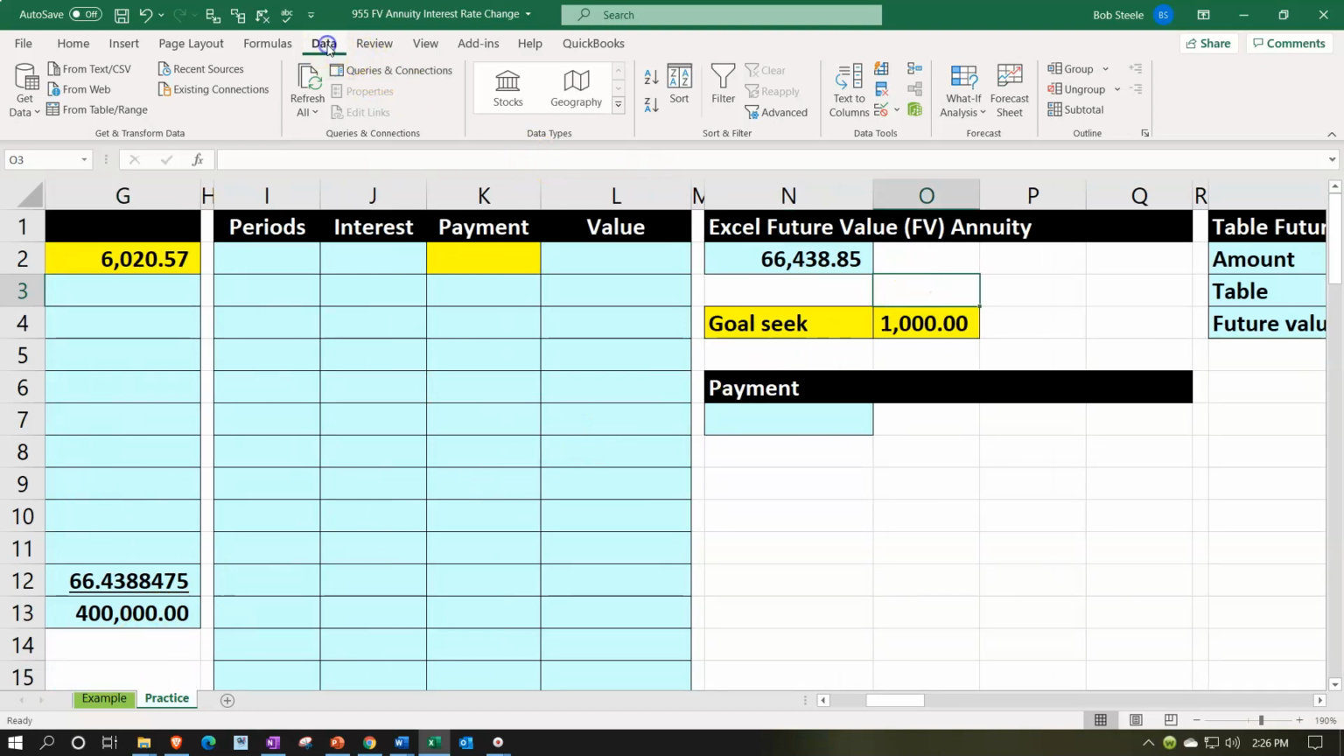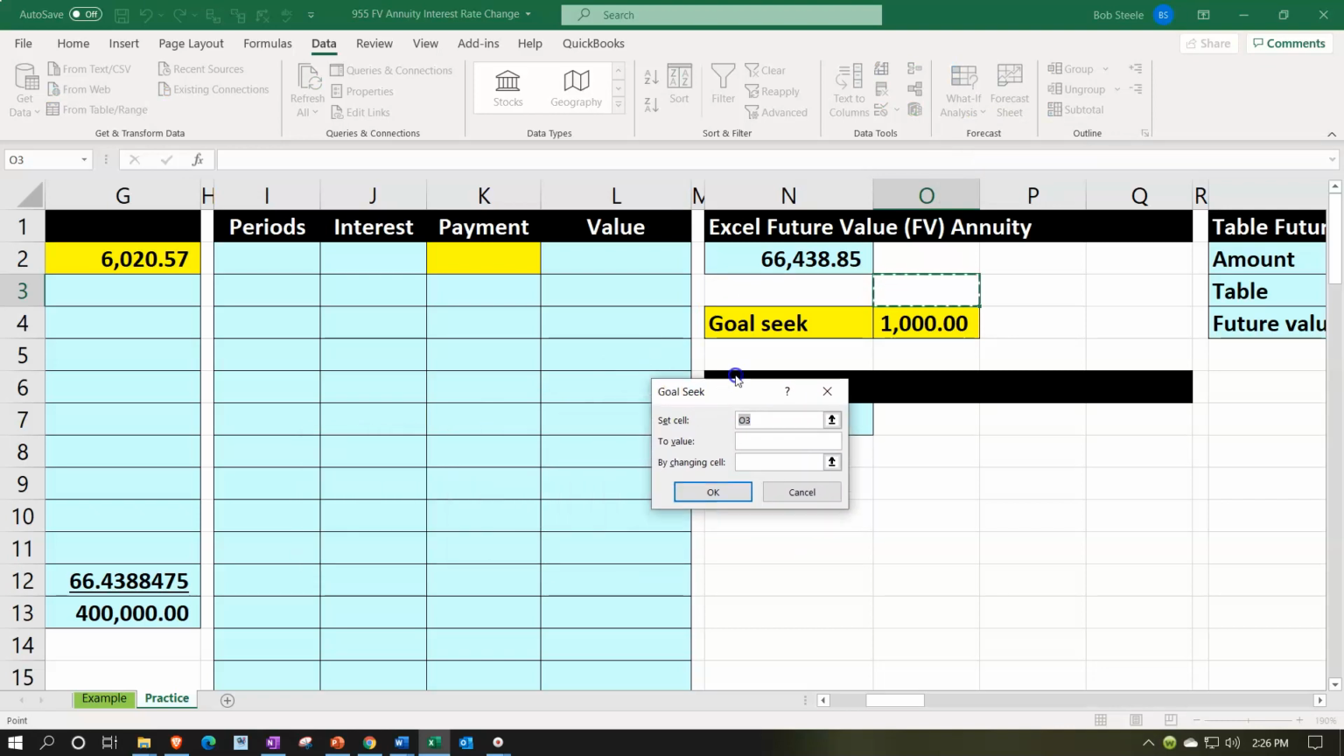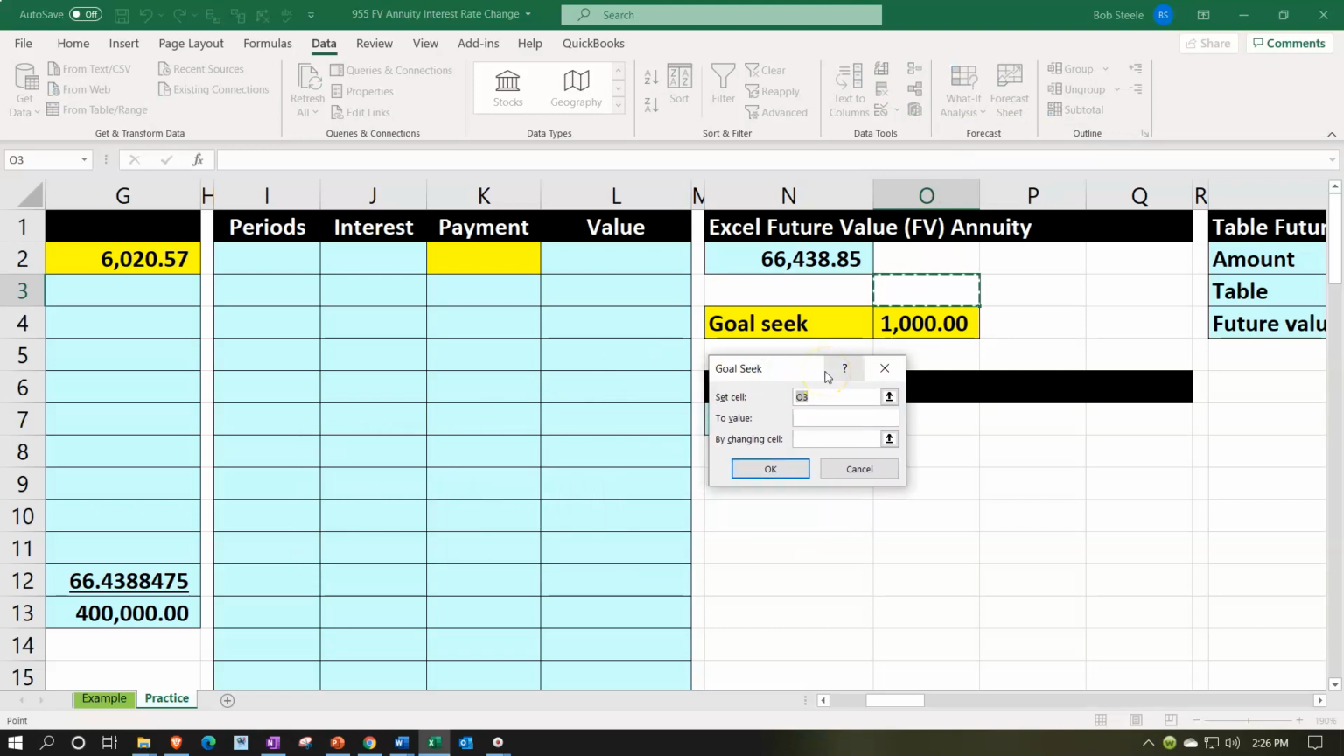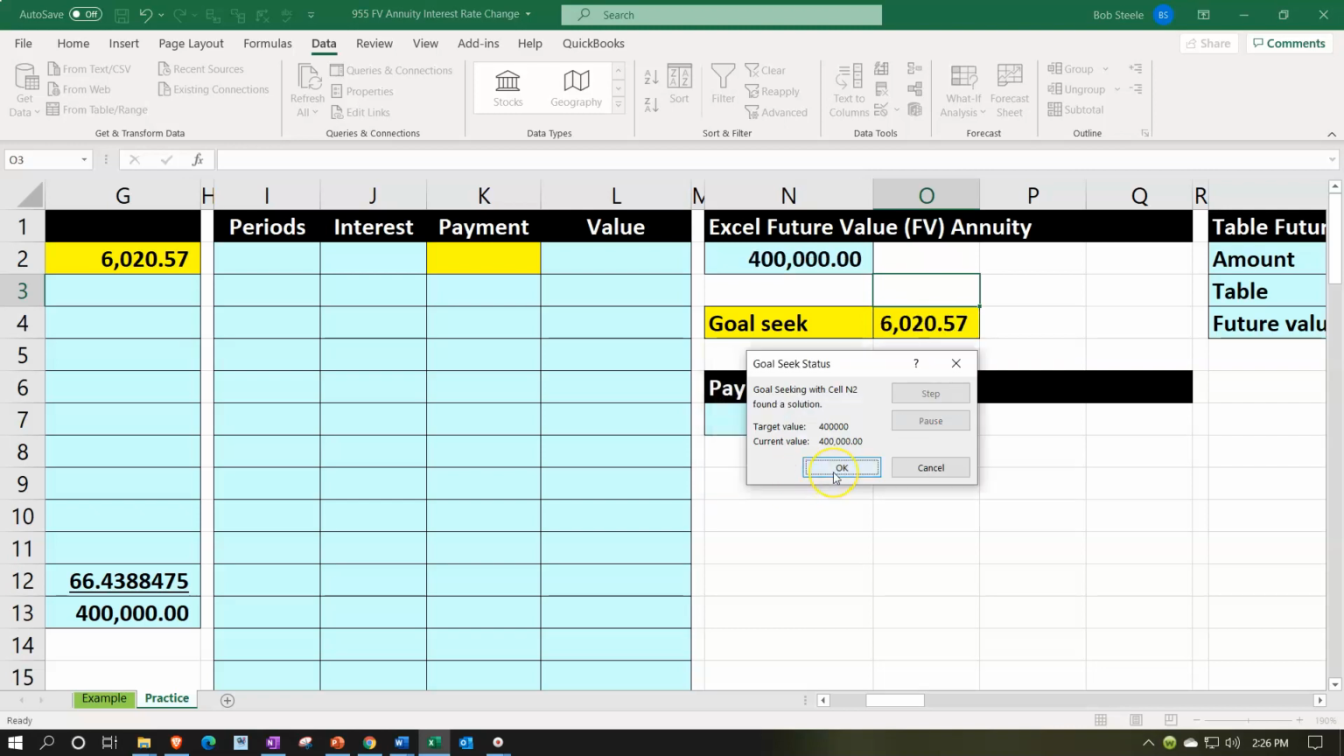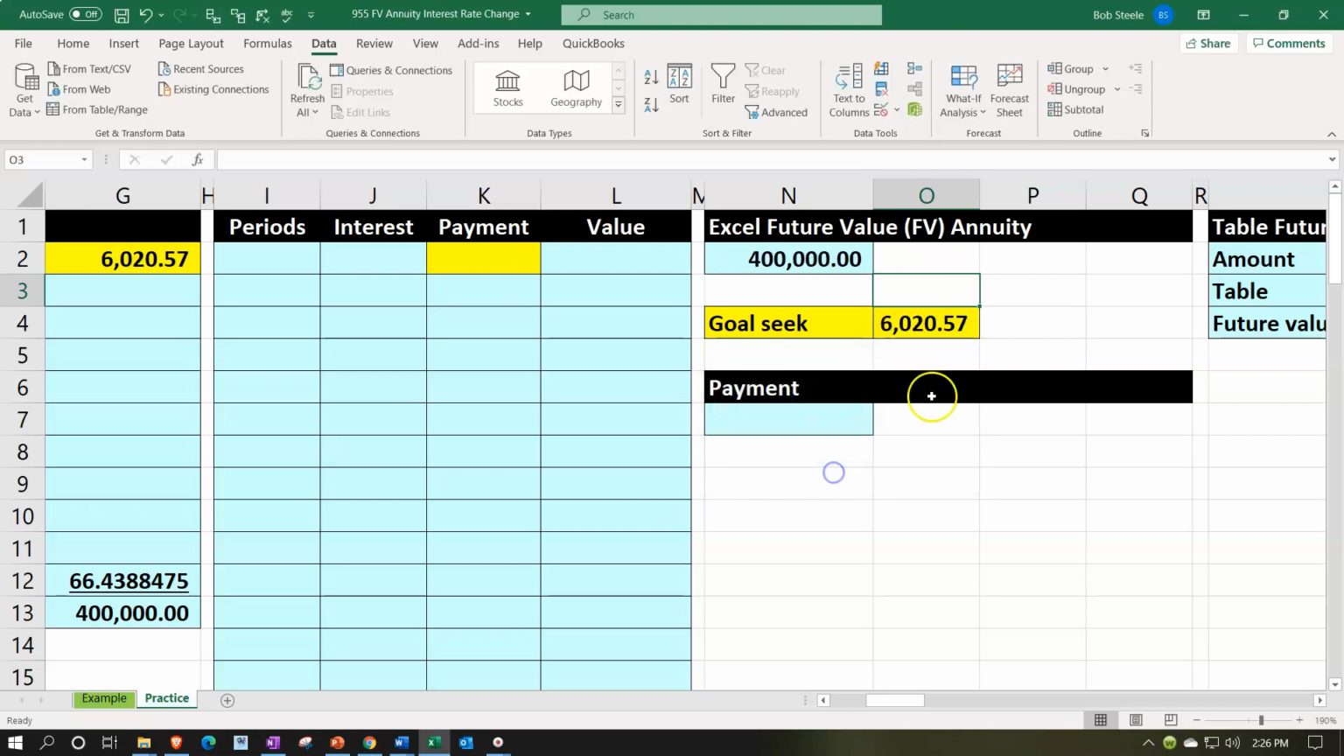So we're going to go then data up top, forecast, seeking another goal. Another goal is being sought. Once we find one goal, we're always after the next one. We want to set this one to be the value of 400,000 by changing this cell. So change that cell to what it needs to be, Excel. And Excel's like, yes, we can seek that goal. And there it is. So there we have that.